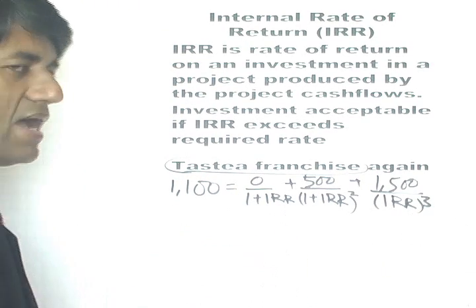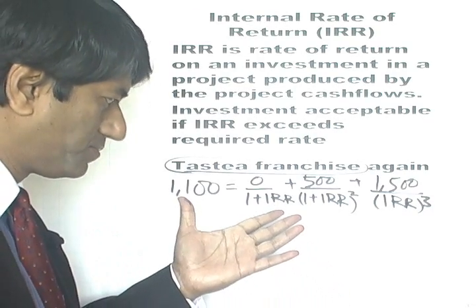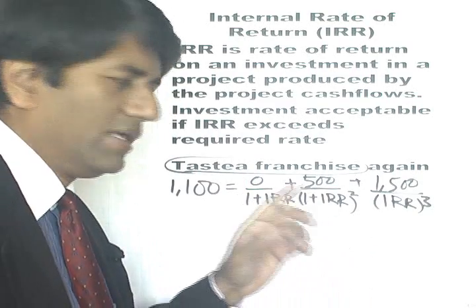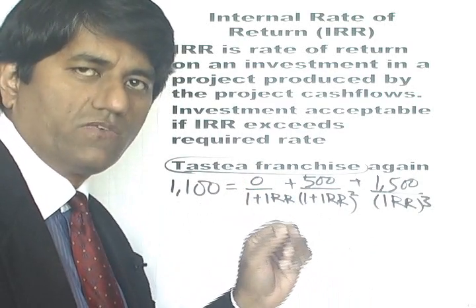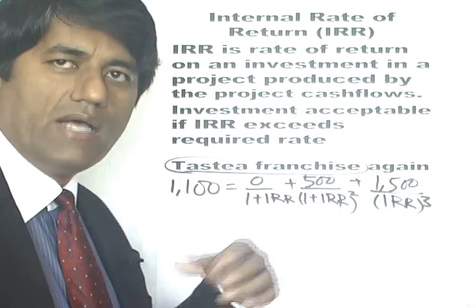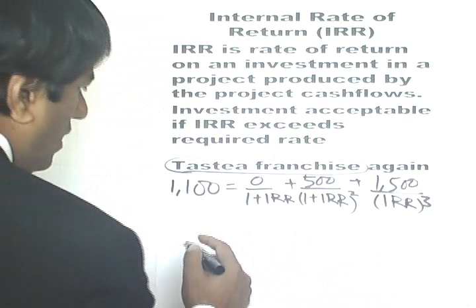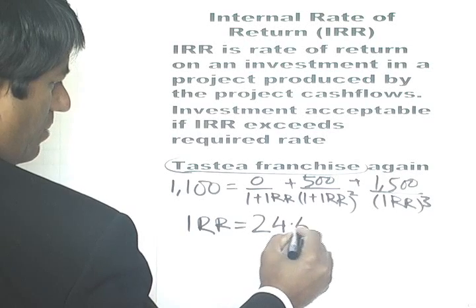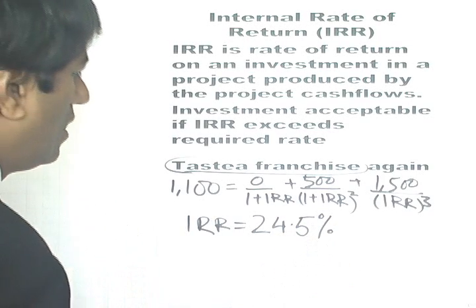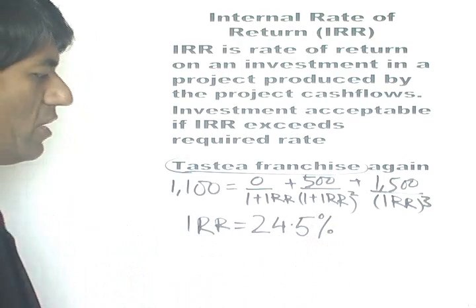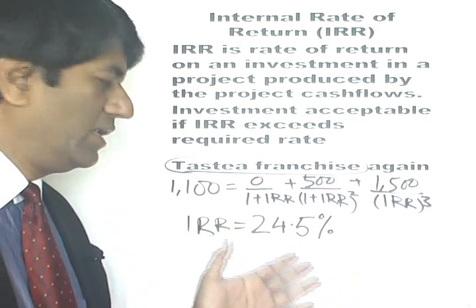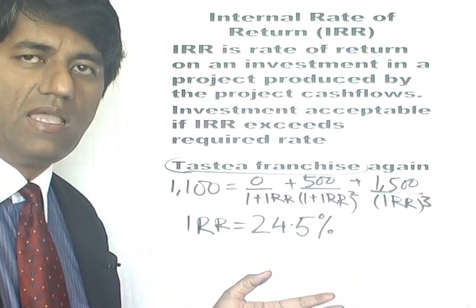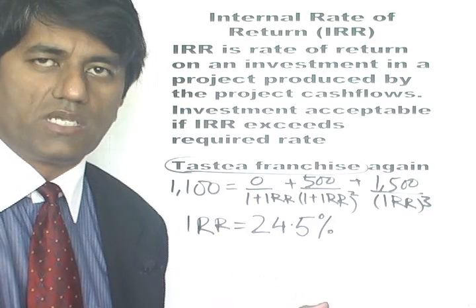Now, to find IRR, you can use the trial and error method, or you can use your financial calculator, and this is a case of uneven cash flows. You enter the cash flows, and then you ask it to compute the rate of return. And the rate of return turns out to be 24.5%. So if your required rate of return is less than 24.5%, then you should do this project. If it is more than 24.5%, you should not do this project.